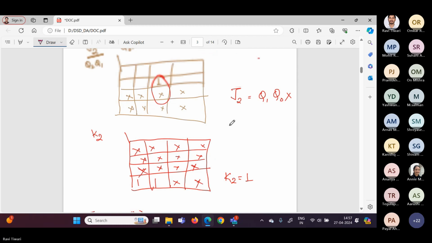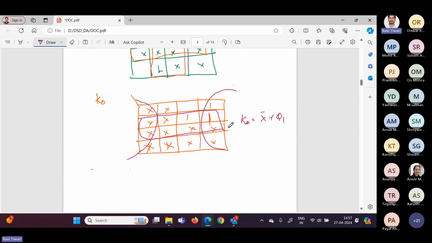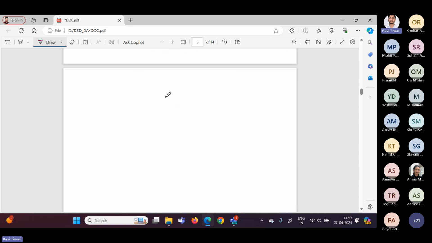After 9, here in Z, we don't know any values, so we will assume them as a don't care. So after this, we are assuming don't care condition after 9, and this is the value. If you make a grouping like this, you will get the expression of Z equals Q2. So now we have all the expressions. I'm writing it here and then I will make the circuit diagram.